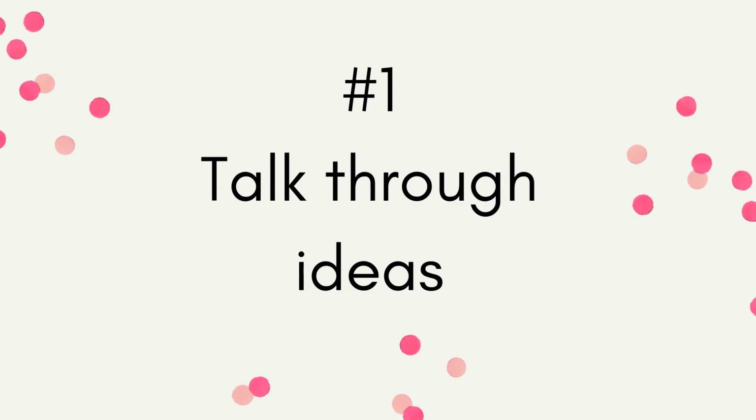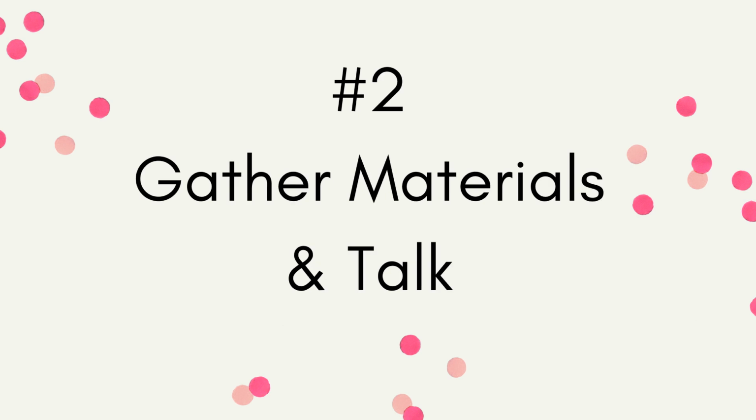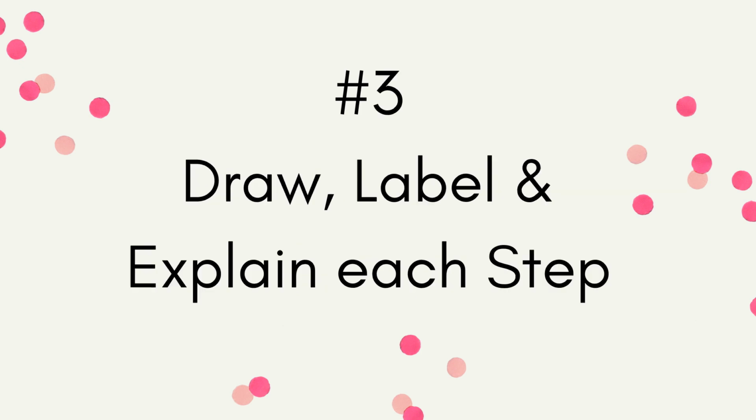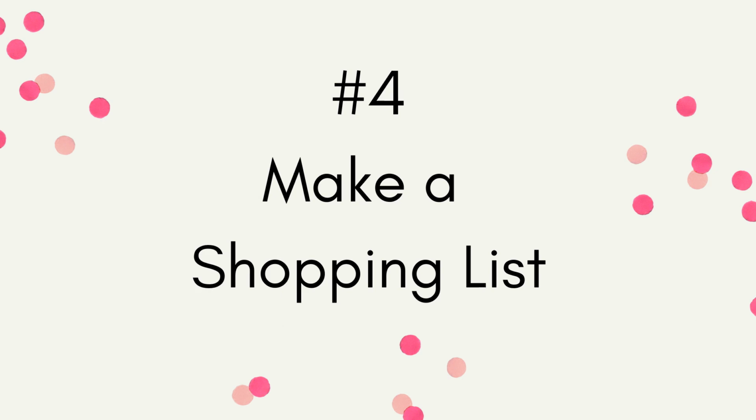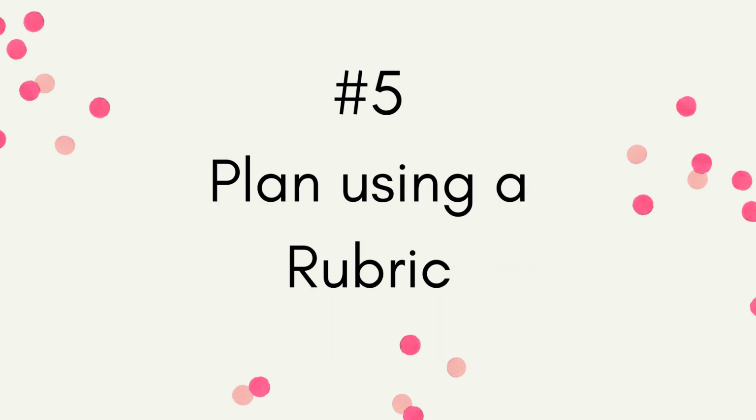As a recap, here are the 5 ways that you can have students plan for their STEM projects. First, students can talk through their ideas. Next is gathering materials and then talk about it, but don't let them have the sticky stuff yet. Third, students can draw, label, and then explain each step or just part of the steps on how they're going to build. Fourth is students can make a shopping list, and this can build off of that drawing and labeling. And fifth, students can plan using a rubric.